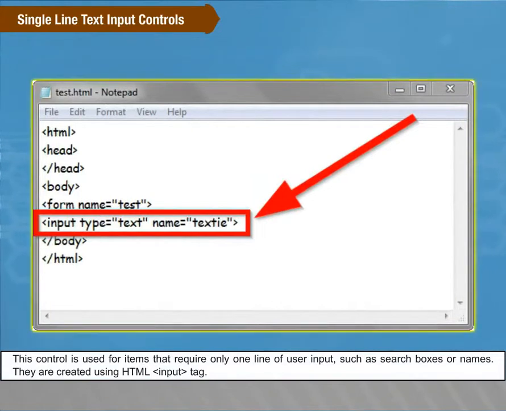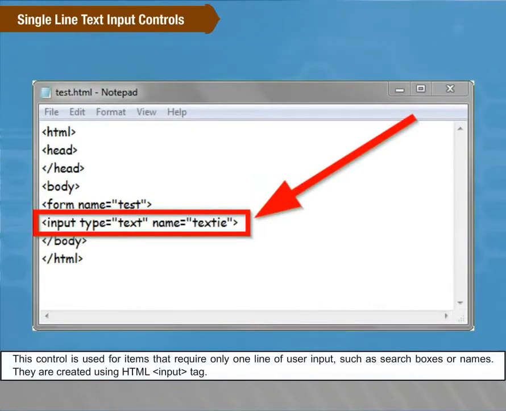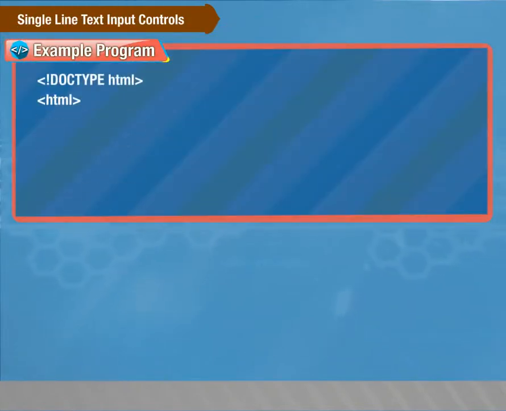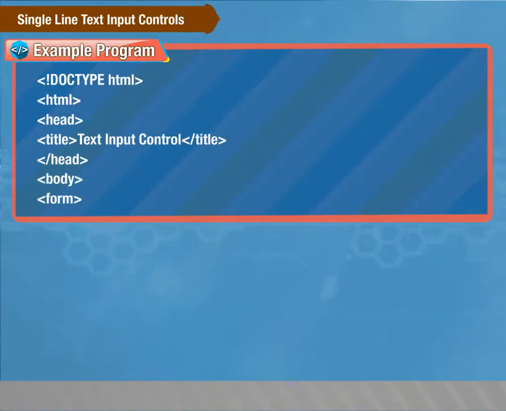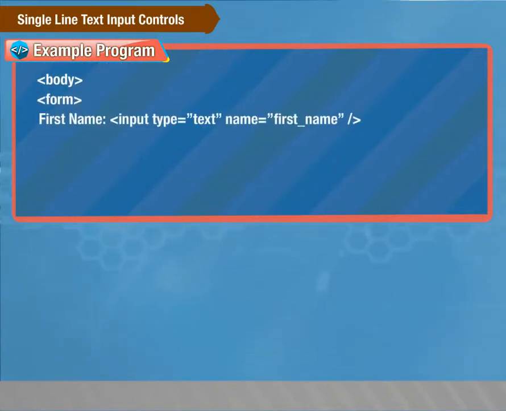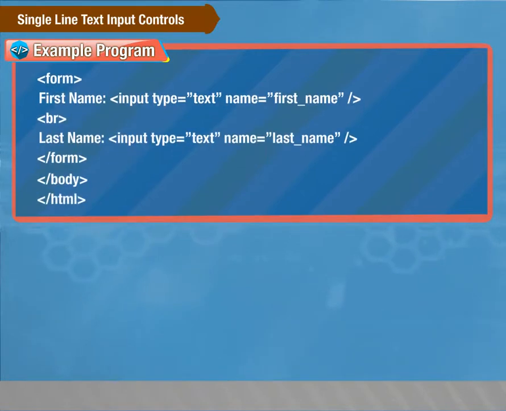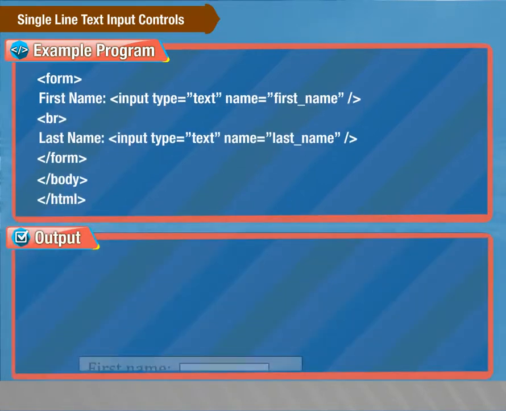They are created using HTML input tag. Now we can see the example program of single line text input controls. The output of this program is shown in screen.